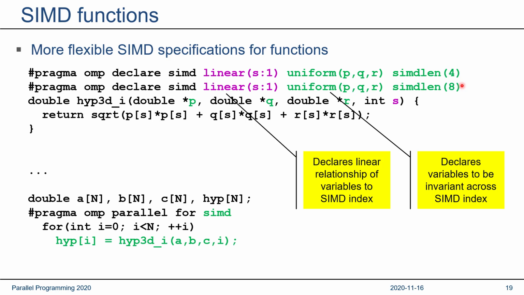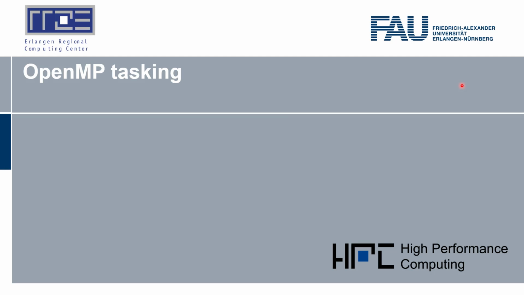If a SIMD length of 8 is chosen in the calling function, then there's also an appropriate version of the hyp3d_i function. So in this way, I can write a library that has a couple of pre-compiled SIMD compatible versions of the function ready-made for use by the linker. Okay, this concludes the part on SIMD. There's a lot more to be said about that, but this is enough to cover the basic functionality.